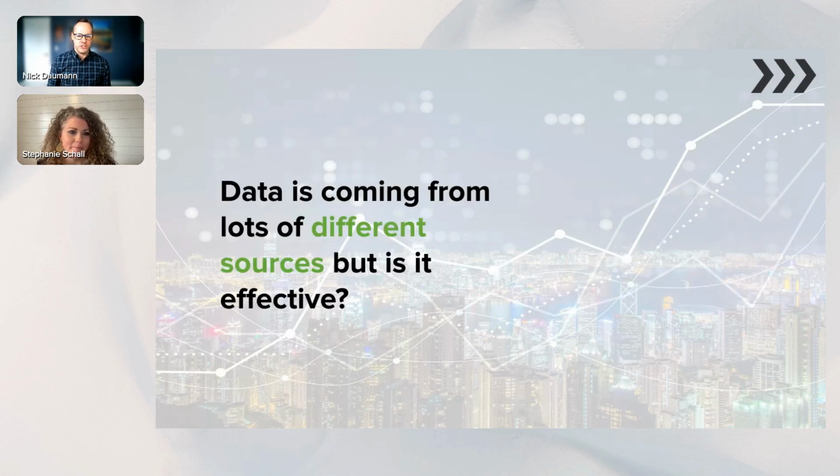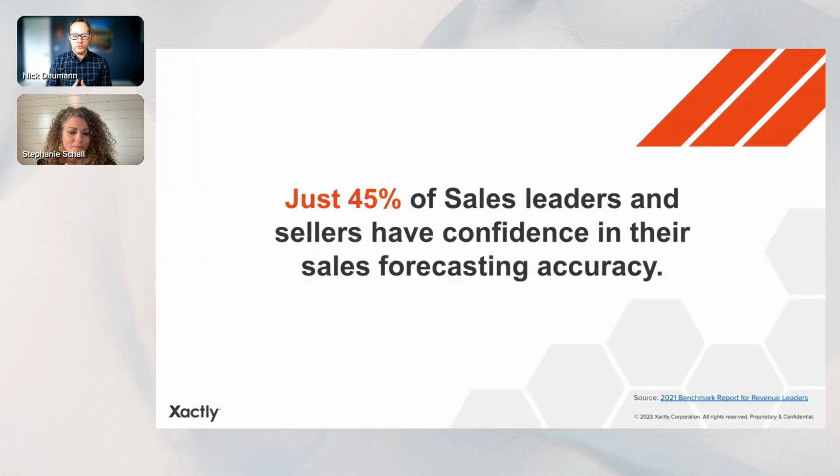So organizations can have a ton of data from a lot of different sources. That data can be analyzed and decisions can be made from it, but are they the right decisions? Are these decisions being done efficiently and effectively? And do you trust them? That's the real question. So we have found that just 45% of sales leaders and sellers have confidence in their sales forecasting accuracy.